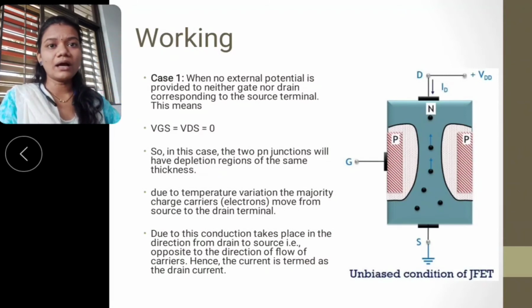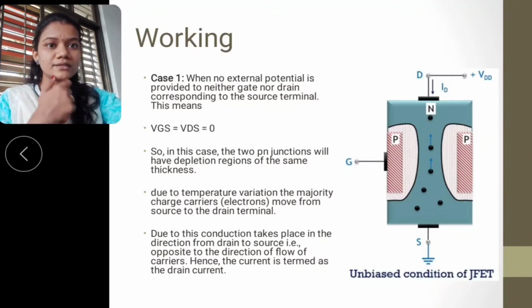So now how does a JFET work, or what is the exact principle behind the working of a JFET? There are three conditions, we can say. The first condition is when no external potential is provided.